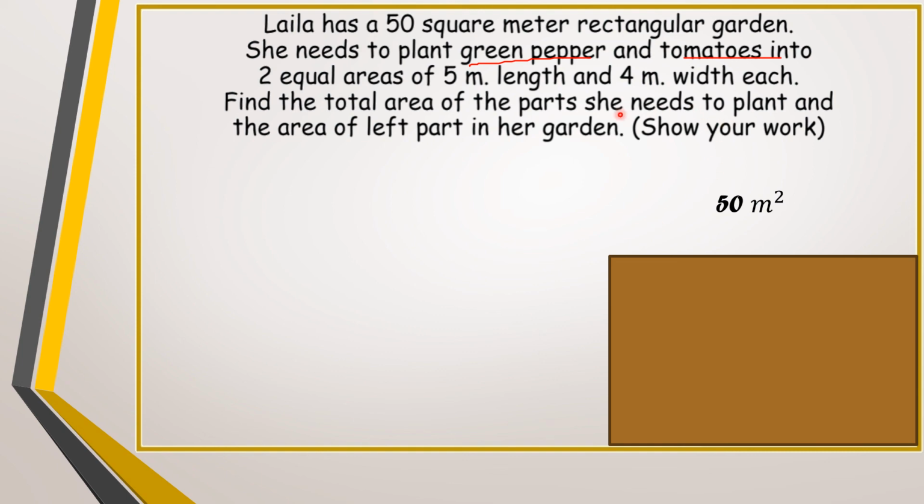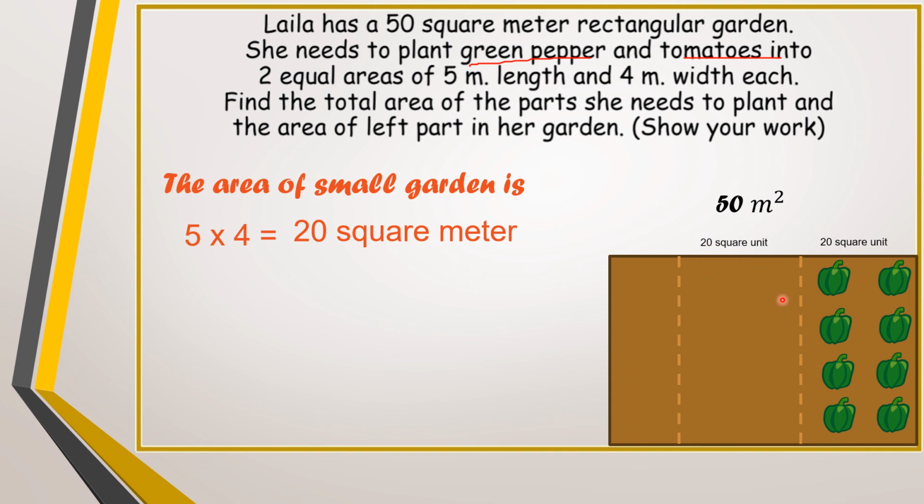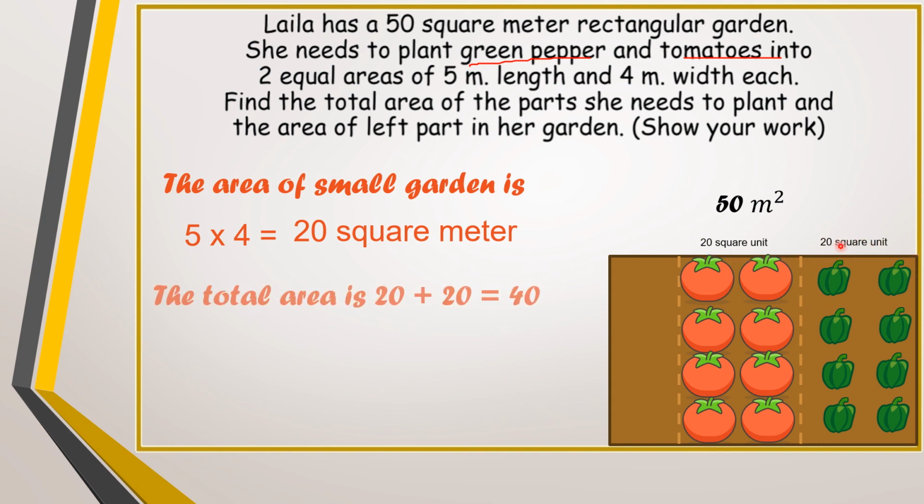So let's find the area of the small garden for each. So the area is 5 multiplied by 4 because it's a rectangle, length by width. 5 multiplied by 4 equals 20 square meter. So first I will plant the green pepper in 20 square meter out of all the area, and I will plant here the tomato in 20 square units. Now I have planted the green pepper and the tomato. So the total area of it is 20 plus 20 equals 40.